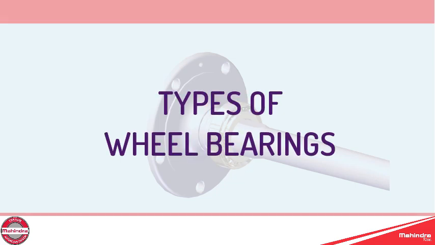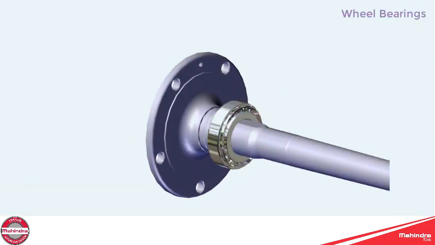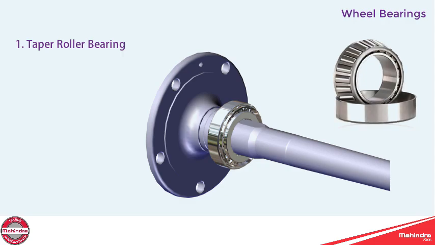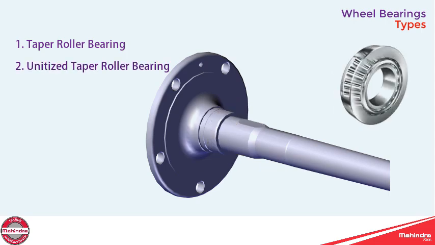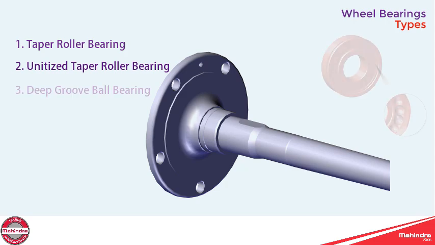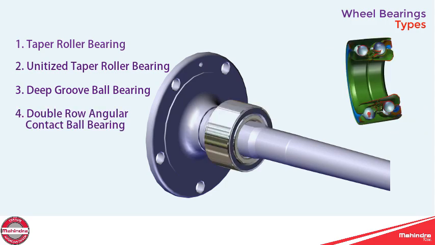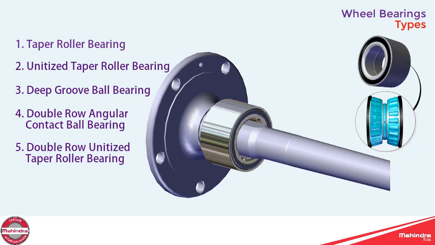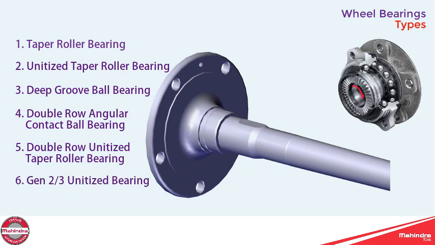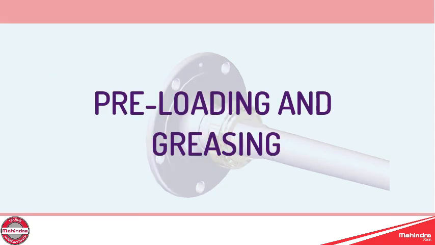Types of wheel bearings: taper roller bearing, unitized taper roller bearing, deep groove ball bearing, double row angular contact ball bearing, double row unitized taper roller bearing, Gen 2 or 3 unitized bearing, preloading and greasing.